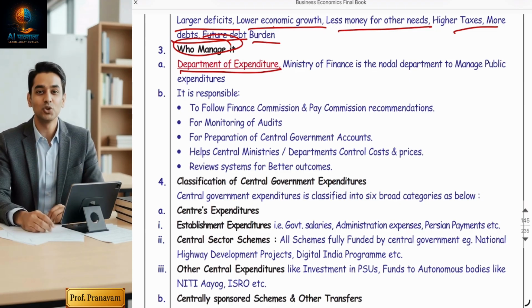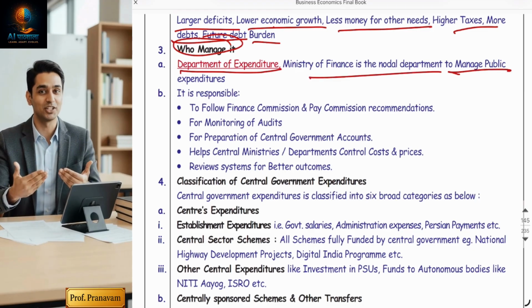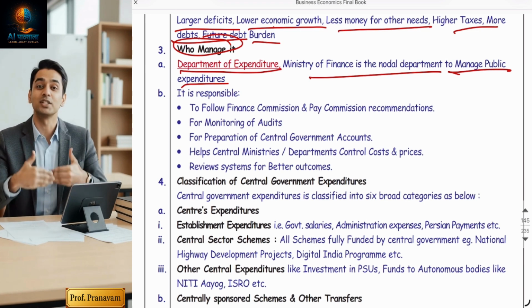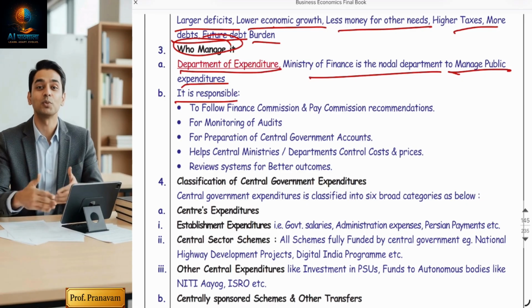Guys, government resources are limited, so spending must be controlled, monitored, and optimized. Hence, this department is needed. Now, what are the responsibilities? Guys, what is the responsibility of the Department of Expenditure?